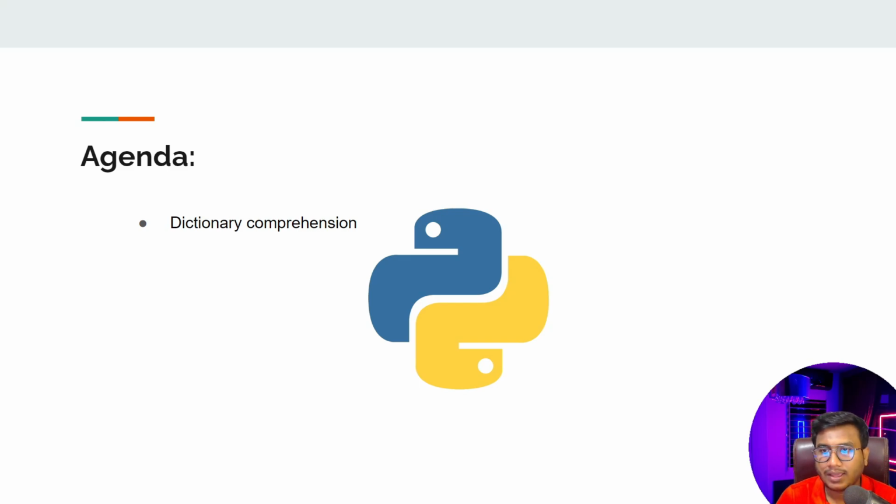Hello everyone. In this video, we'll be learning about dictionary comprehension. As of now, we have seen list comprehension, tuple comprehension, set comprehension. In dictionary also, we can perform dictionary comprehension. So let's go to our code editor and try to understand this dictionary comprehension.